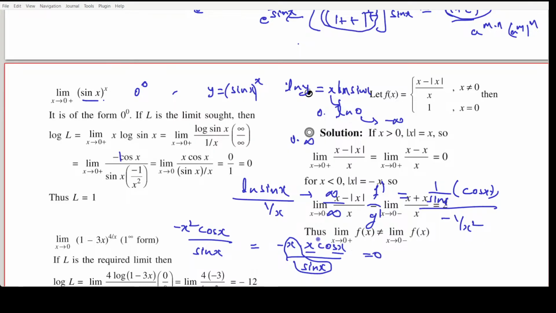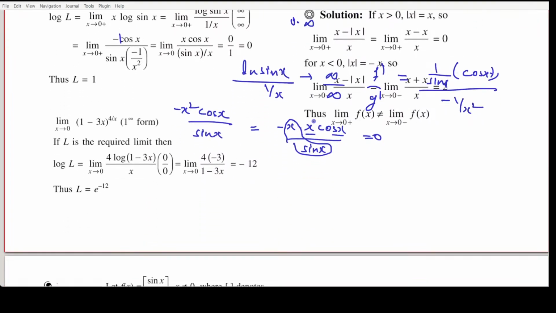Or otherwise, if you want, you can further differentiate also. Let's say this is again in 0 by 0 format. You are not satisfied here. This is in 0 by 0 format now. So negative x square cos x by sin x is still in 0 by 0 format. Now you differentiate this again. What will you get? Minus of x square into minus sin x.